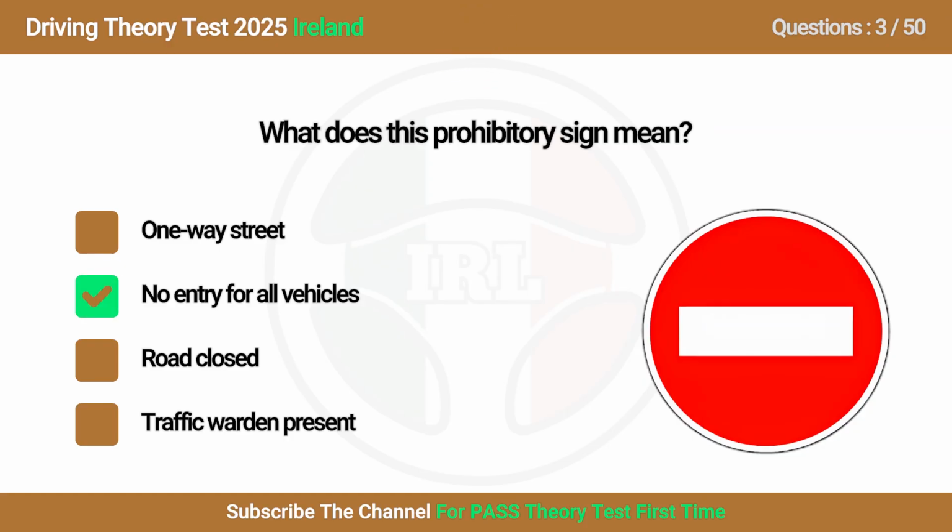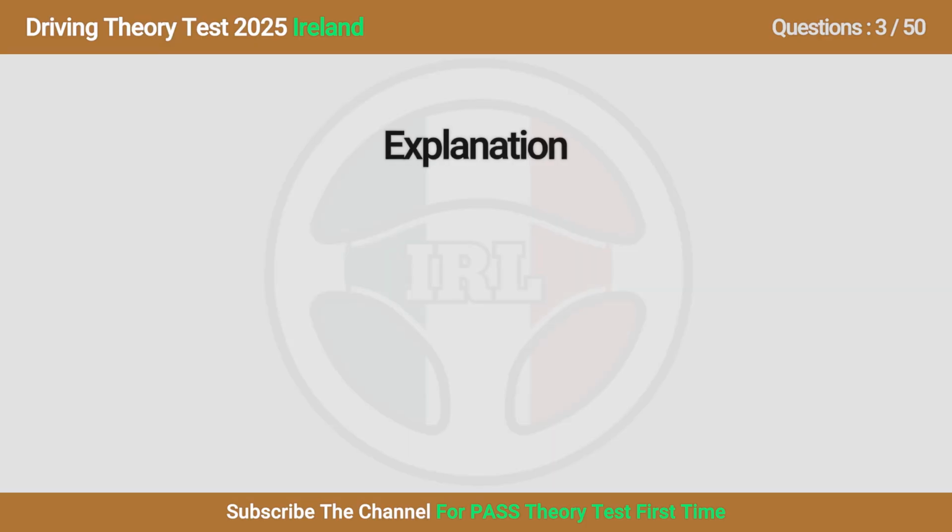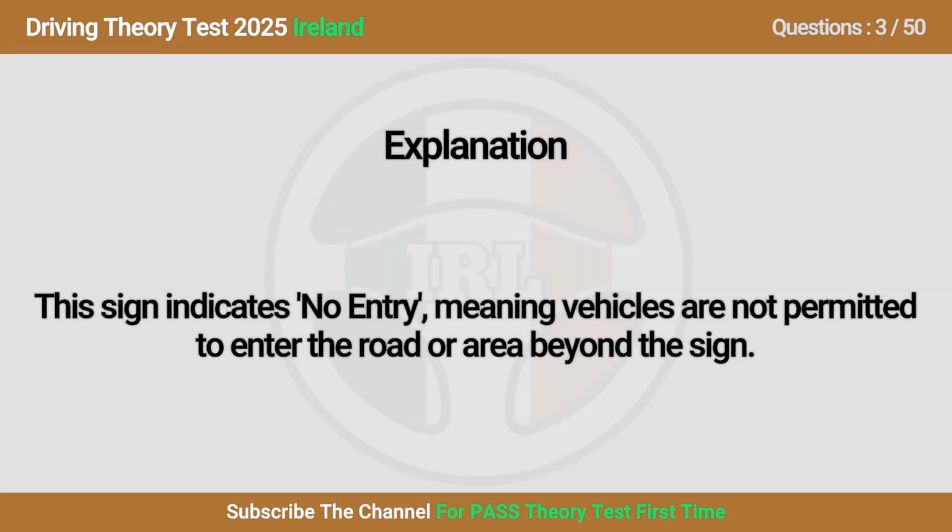Answer is B. No entry for all vehicles. This sign indicates no entry, meaning vehicles are not permitted to enter the road or area beyond the sign.